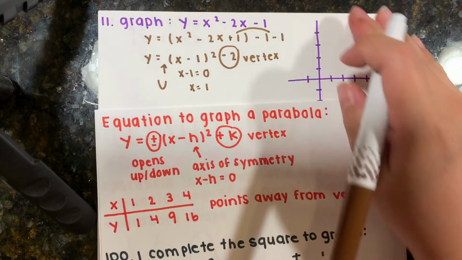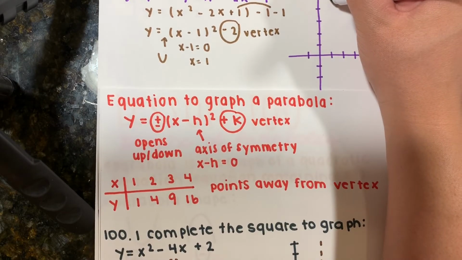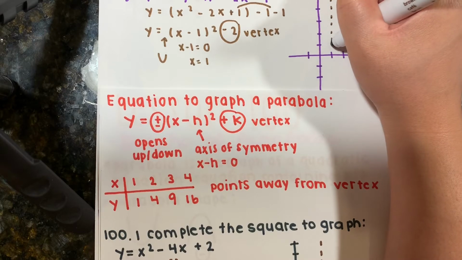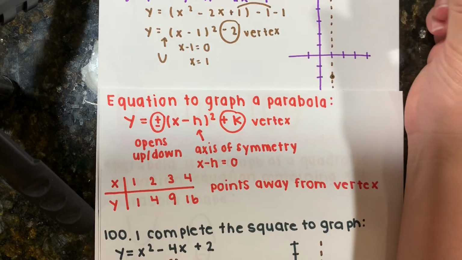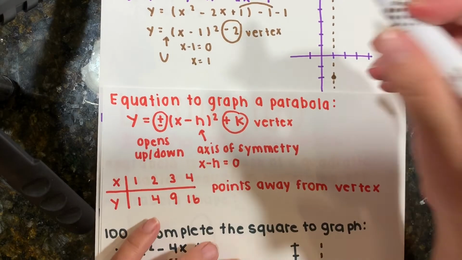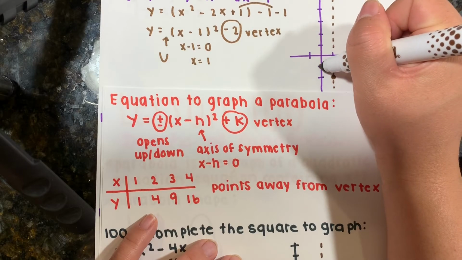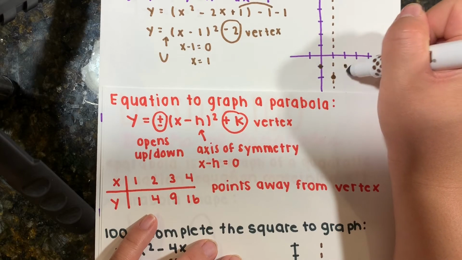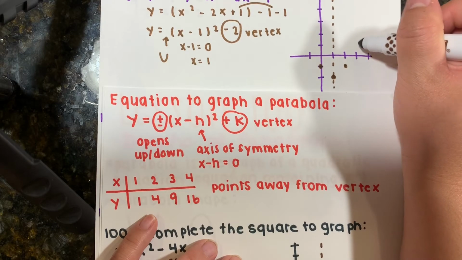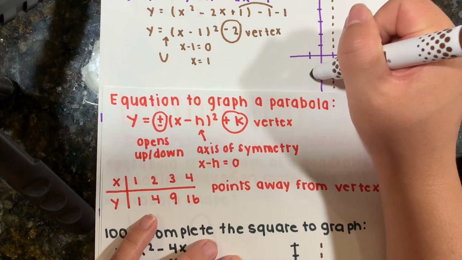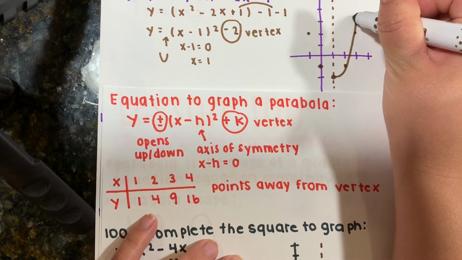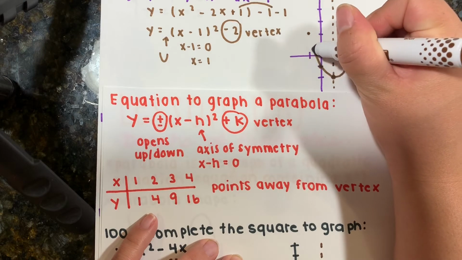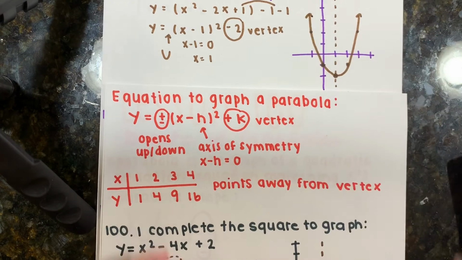So on my graph, I am going to put my dotted line at positive 1, x is equal to 1. And then my vertex is negative 2, so I go down 2. Now I'm going to use this chart here. So from my vertex, I go over 1, up 1 in either direction. And then I'm going to go over 2, up 1, 2, 3, 4. And then over 2, up 4. So your diagram should look something like this. And that concludes number 11.